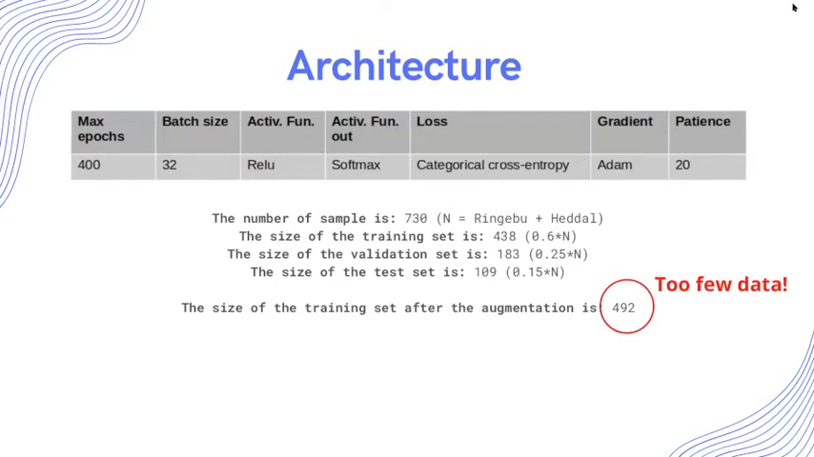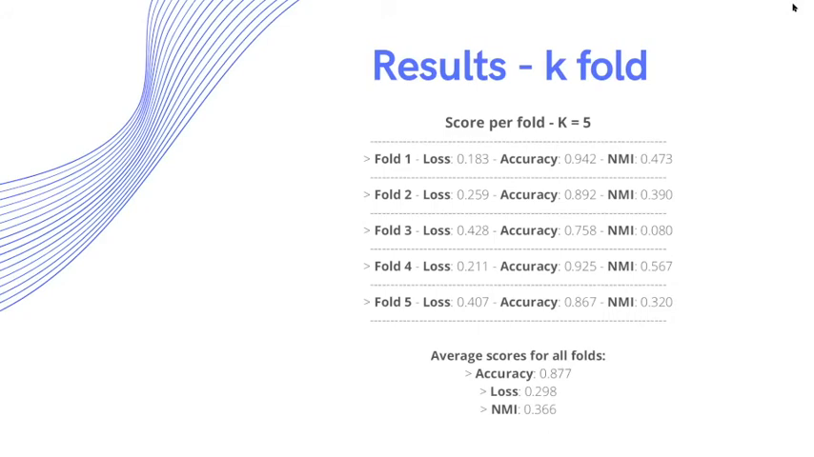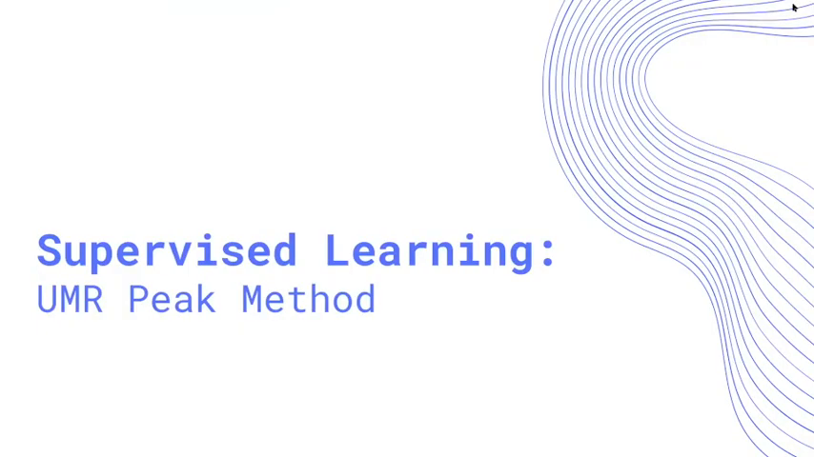Indeed, this leads to unstable results. The results depend also on the splitting of the training set, and to avoid this second problem, we have operated a K-fold cross-validation with K equal to 5. These are the results for one run. We see the wide range of the normalized mutual information, and after many runs, the results are more stable, but we have not really good performances. So we have decided to use a new supervised learning approach that we called UMR Peak method.